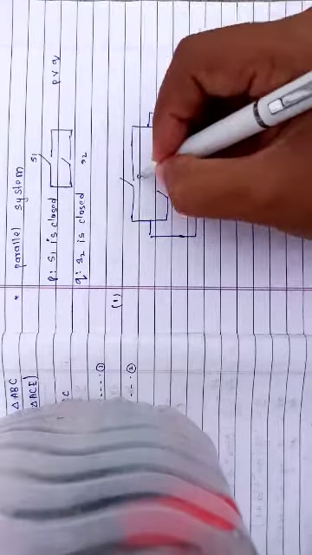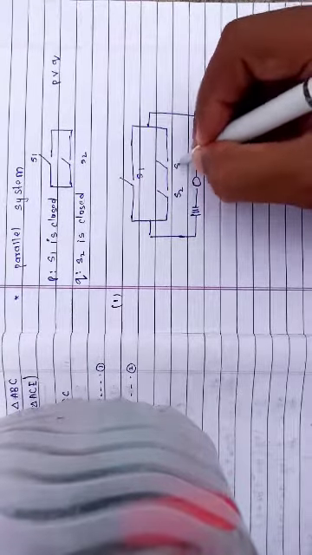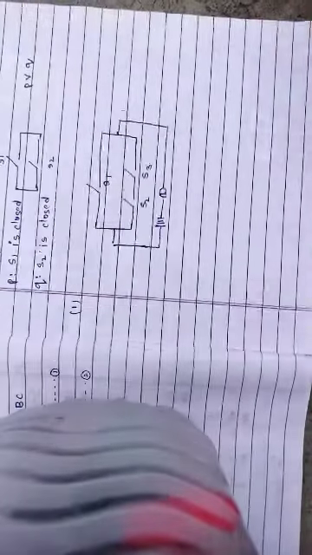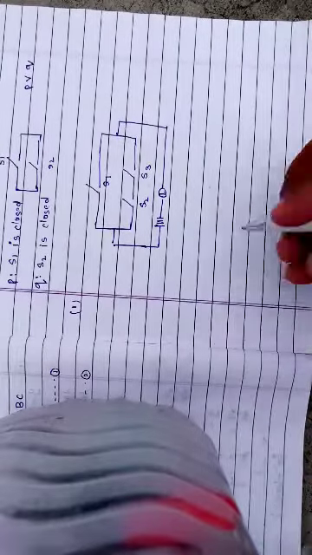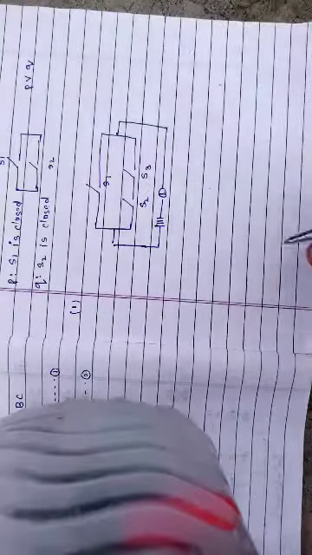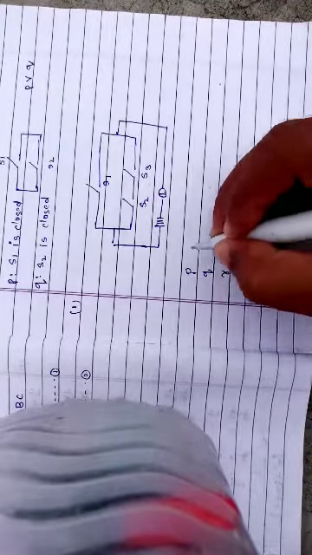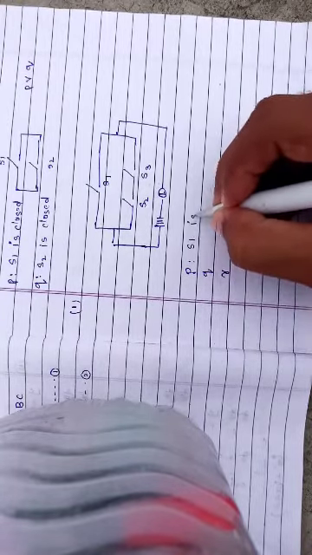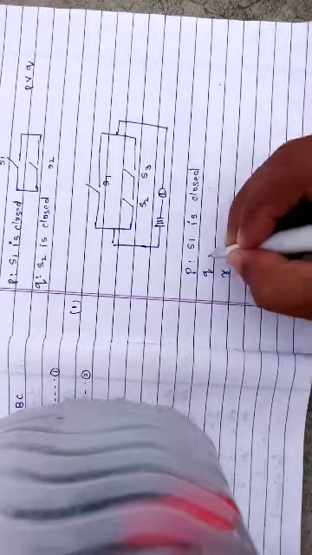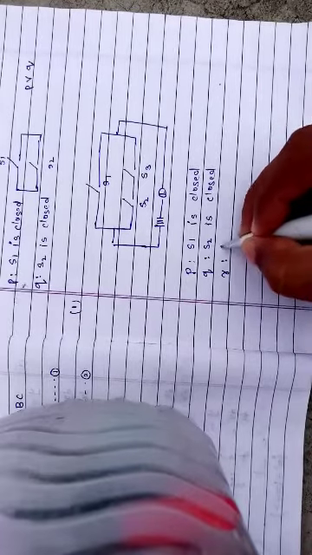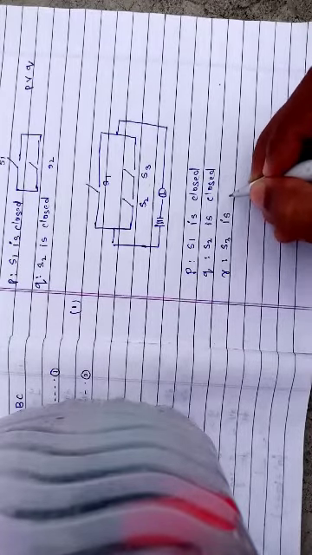Now this circuit is given. This is S1, this is S2, and this is S3. First we will draw the symbolic form of this statement, where these two components are connected in series. So first we will write P, then Q, then R. P you will write S1 is closed, S2 is closed, then S3 is closed.